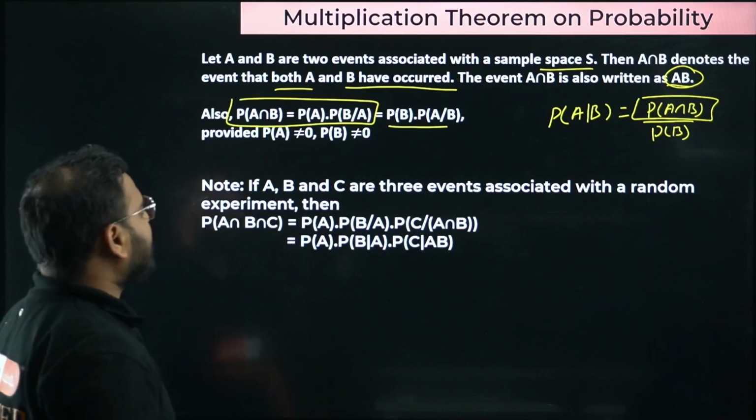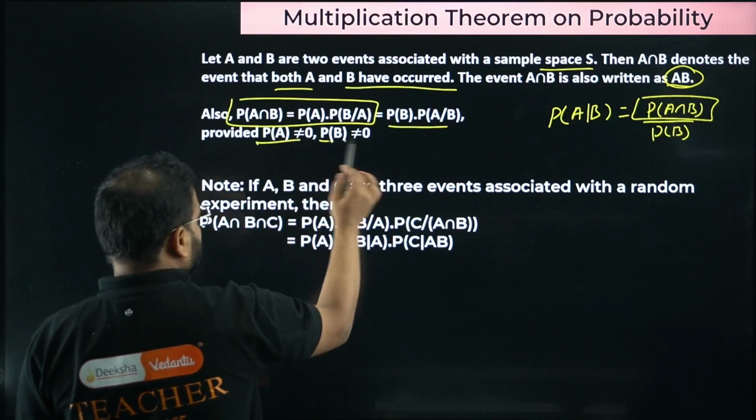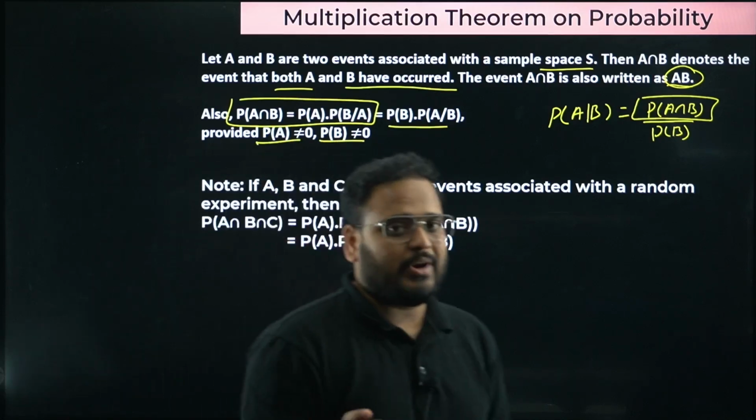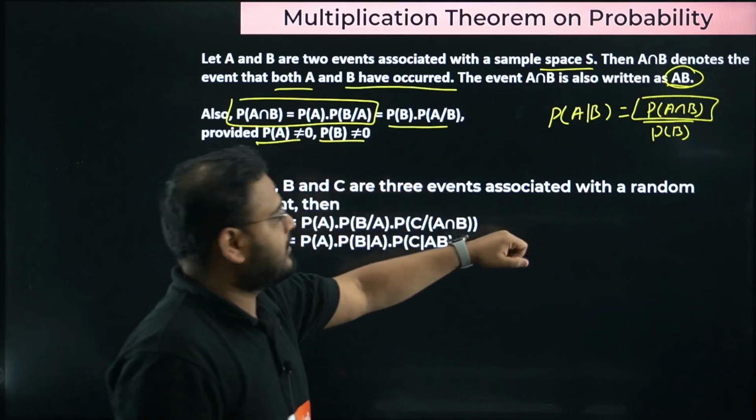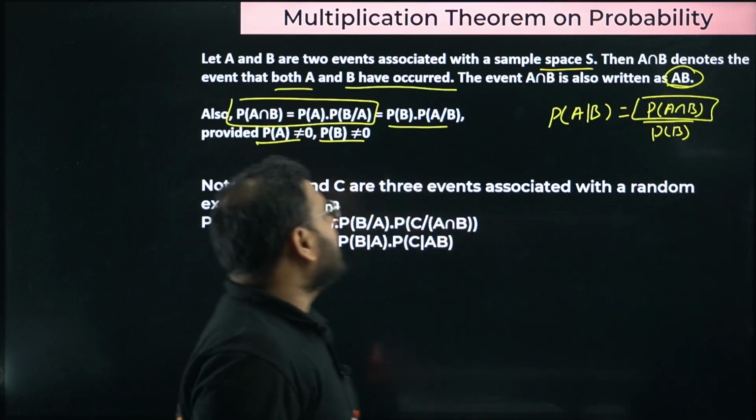Again, you should not have P(A) equal to 0 or P(B) equal to 0. That's why they are both non-zero values, otherwise it will become undefined. Check here, not defined.